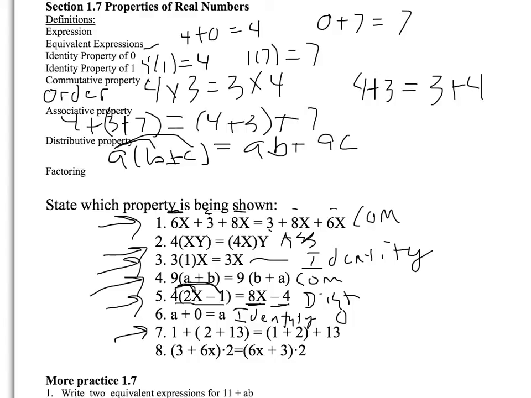Here, in number 7, we have 1 plus 2 plus 3 and the 2 plus 3 in parentheses. On the left side, we have 1 plus 2 in parentheses plus 13. Not 3 over there, 13. So has the order changed? 1, 2, 13, 1, 2, 13. The order hasn't changed. If the order changed, it would be commutative. What's happening is the grouping has changed here. First, we're grouping the 2 and the 13. Second, we're grouping the 1 and the 2. This is the associative.